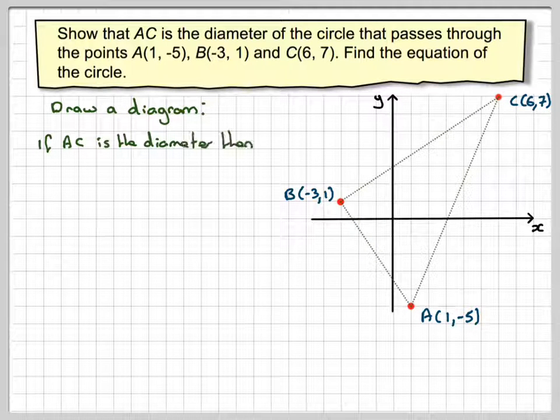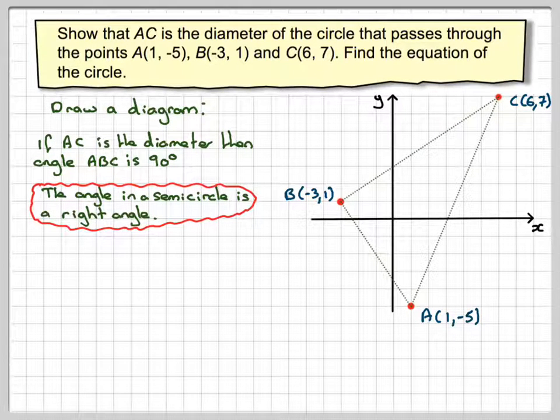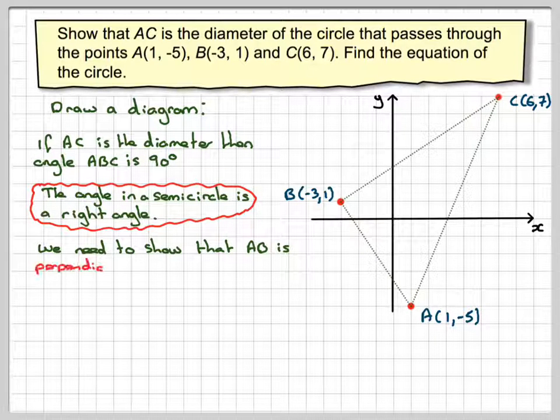So if AC is the diameter, then angle ABC has to be 90 degrees. The angle in a semicircle is a right angle. That's a circle theorem that you learned at IGCSE. So we need to show that AB is perpendicular to BC.